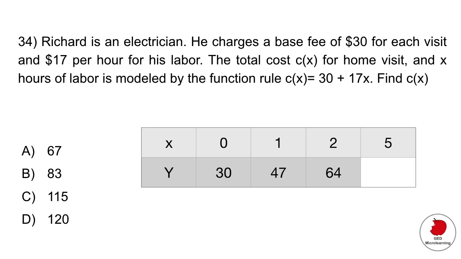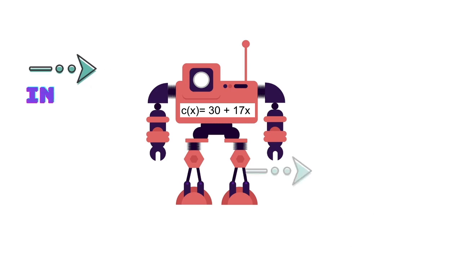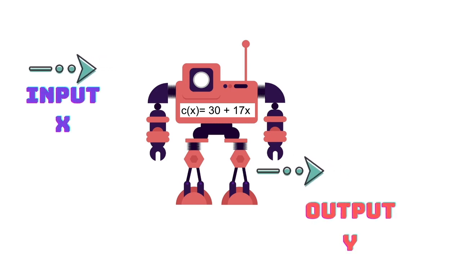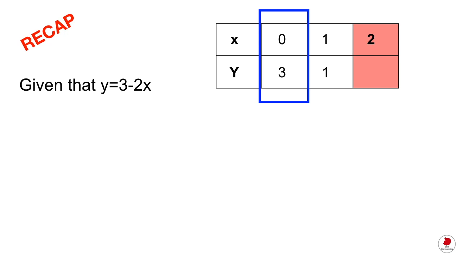Find C of X. Okay, so this is a little bit of a mouthful, but what you have to remember is that whenever you have a problem that looks like this, it is an input-output system, meaning that if you input a number into the system, and by the input we're going to say X, it's going to give you as an output a value for Y. So let's say that they give you this equation there on the left, Y is equal to 3 minus 2X, and they give you that table.